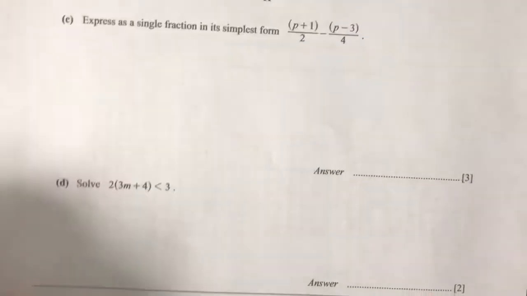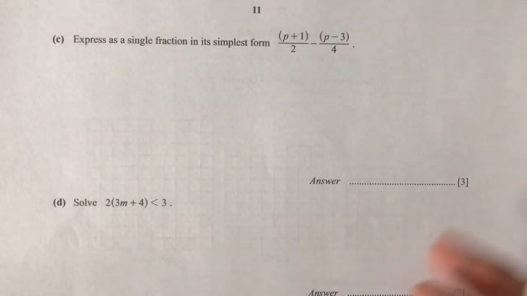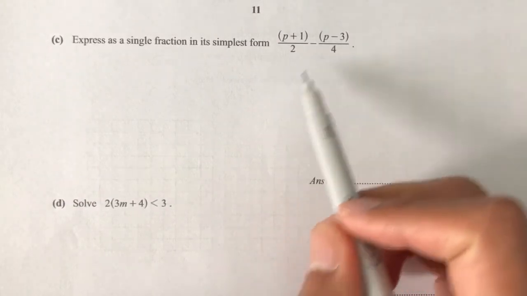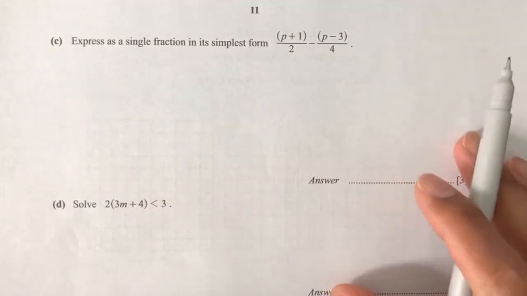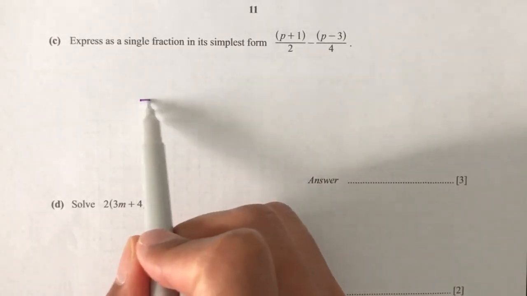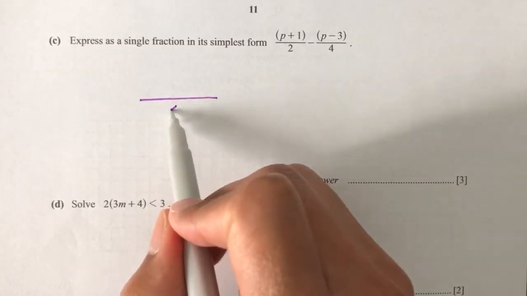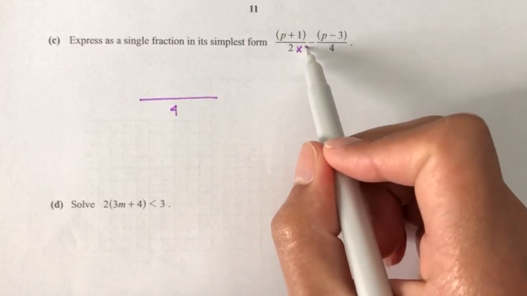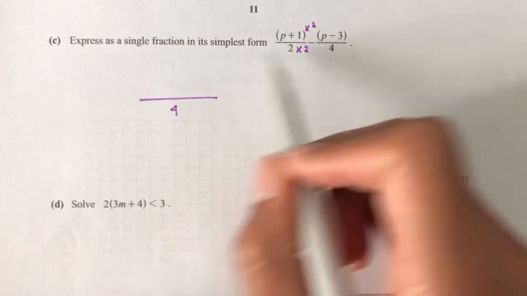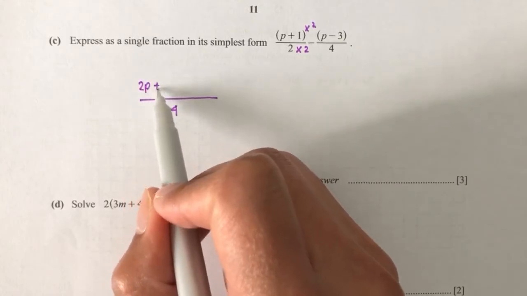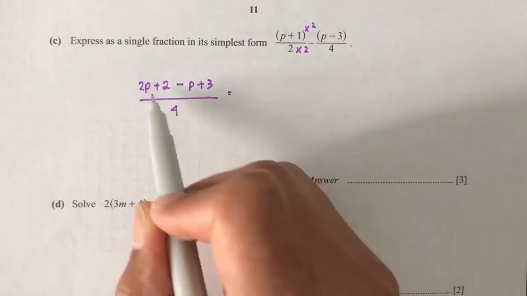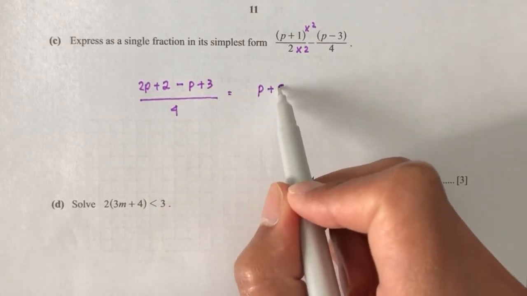Now for part C, expressed as a single fraction in its simplest form. As you can see, the bases are different and we have to find the LCM. The LCM of these two is 4, because 2 times 2 is 4, so we can just times 2 here and times 2 here. So that will be 2p plus 2 minus p plus 3. That will become p plus 5 over 4.